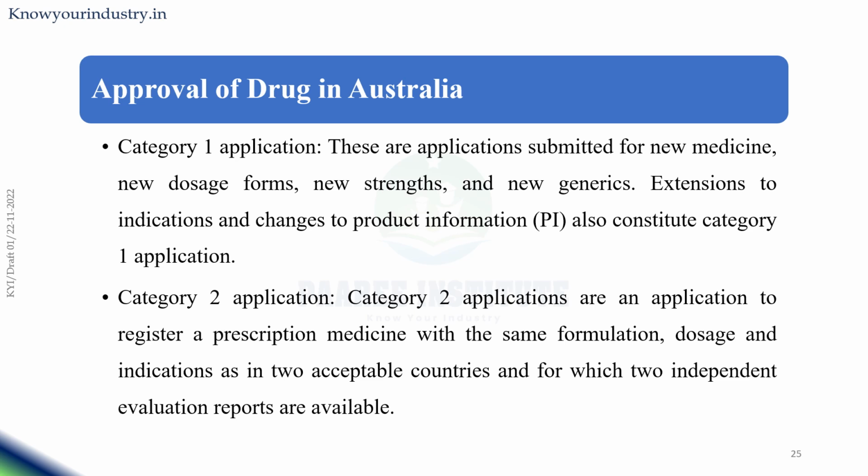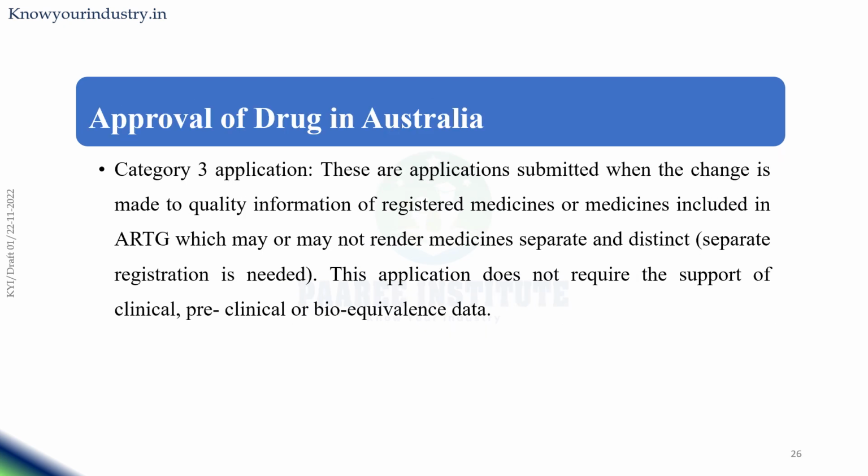What is Category 2 application? These applications are the applications to register a prescription medicine with the same formulation, dosage and indication as in two acceptable countries and for which two independent evaluation reports are available. Let's see what is Category 3 application. These are applications which are submitted when a change is made to the quality information of registered medicines or medicines included in ARTG, which may or may not render medicines separate and distinct.